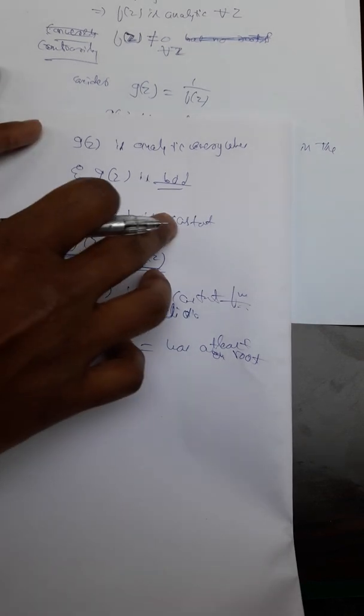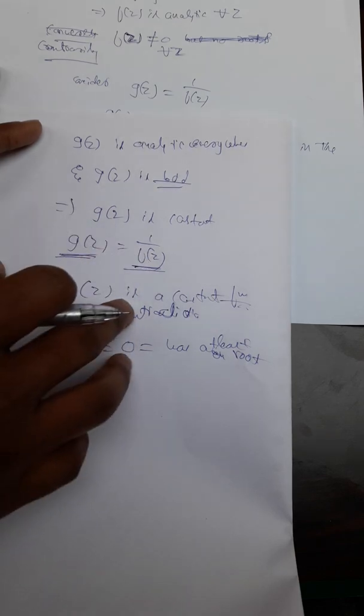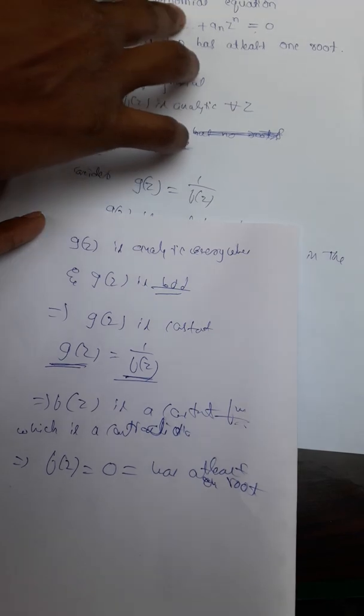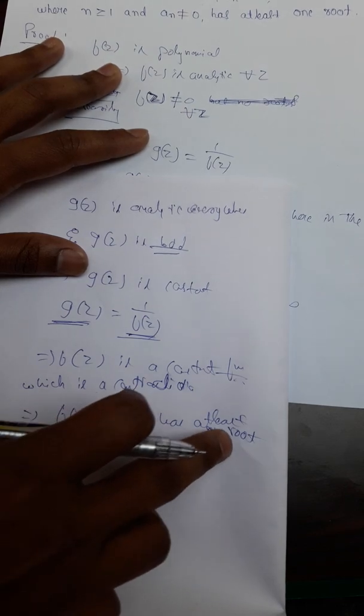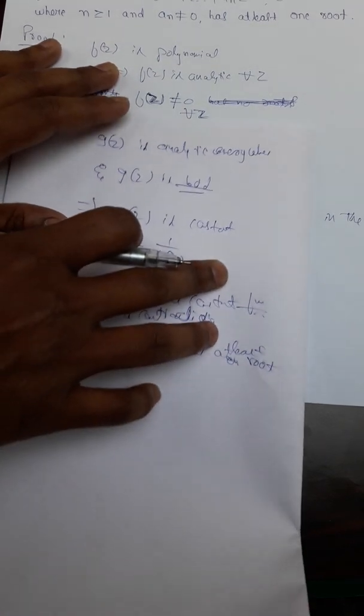So g(z) is constant. Since g(z) is equal to 1 by f(z), f(z) is also constant. f(z) being constant is a contradiction to the given statement that f(z) is a polynomial, which is clearly a non-constant function. Hence it is a contradiction. Hence f(z) = 0 has at least one root, which is equivalently that f(z) = 0 has exactly n roots.